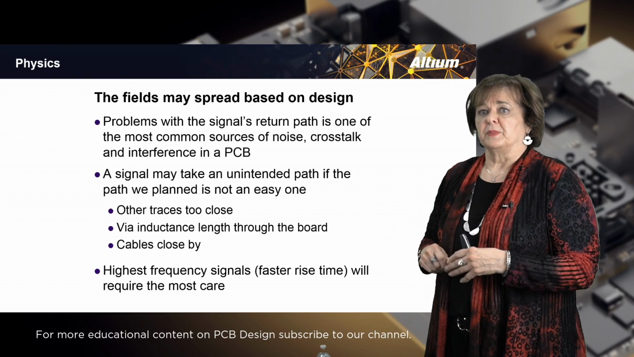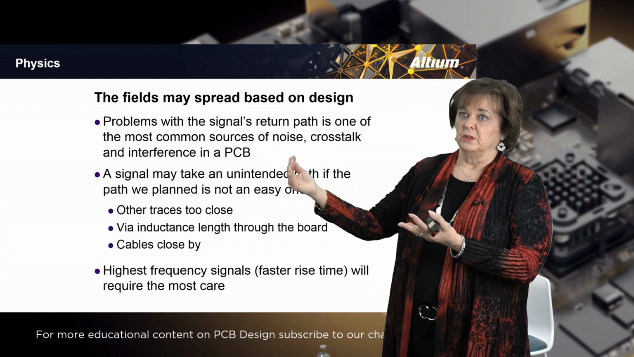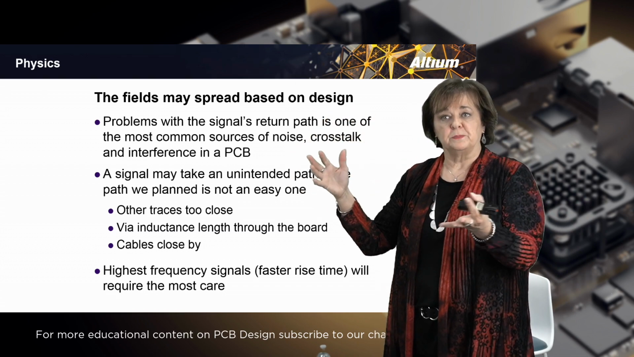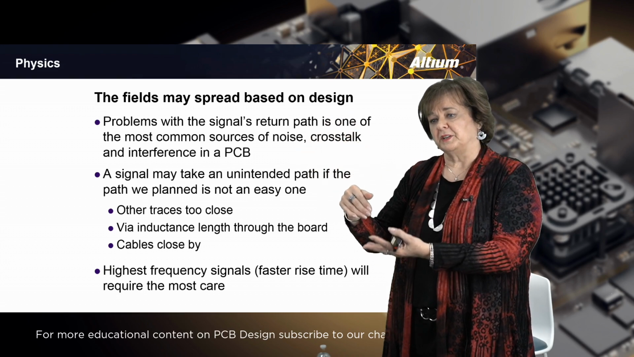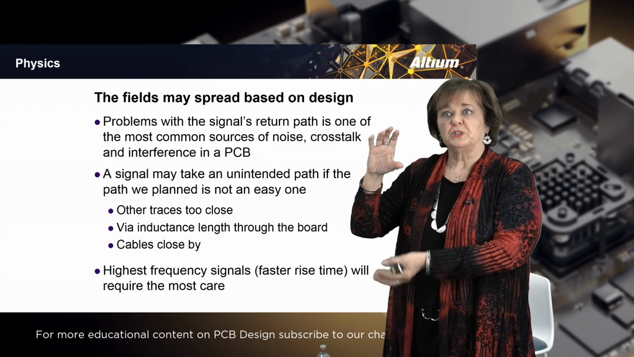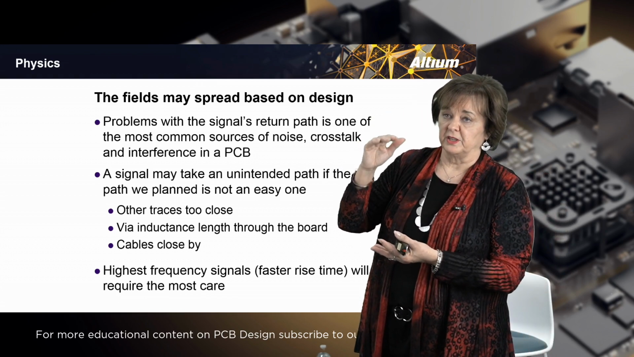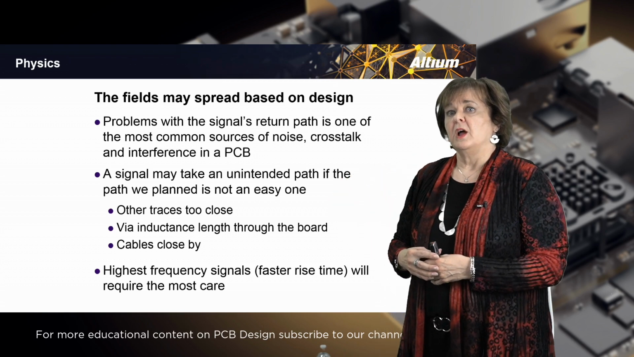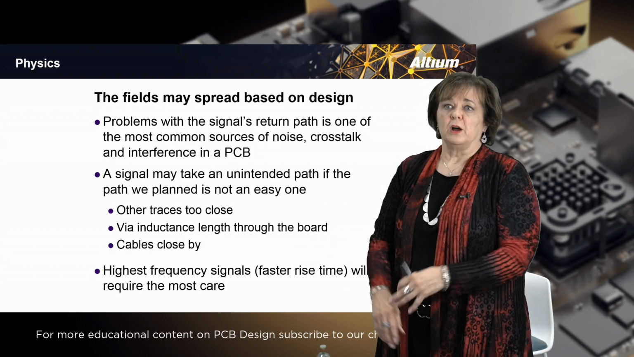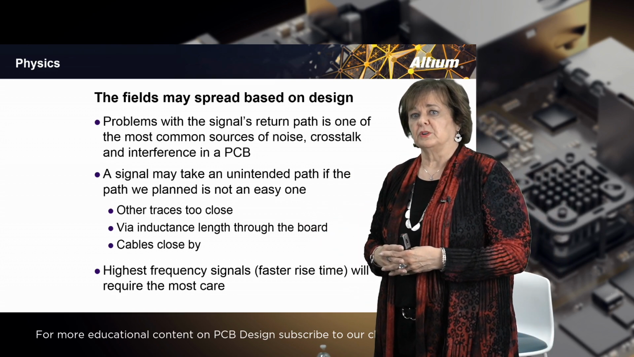It may be that the via inductance is too high or not used properly, because if a high-speed signal only uses a portion of the via but not the entire via, then there's a potential for a stub there if it's a very high-speed signal in a thick board, and that could cause an antenna issue as well. Or if there happen to be cables nearby, all kinds of things like that can cause problems with the signal and its return path.